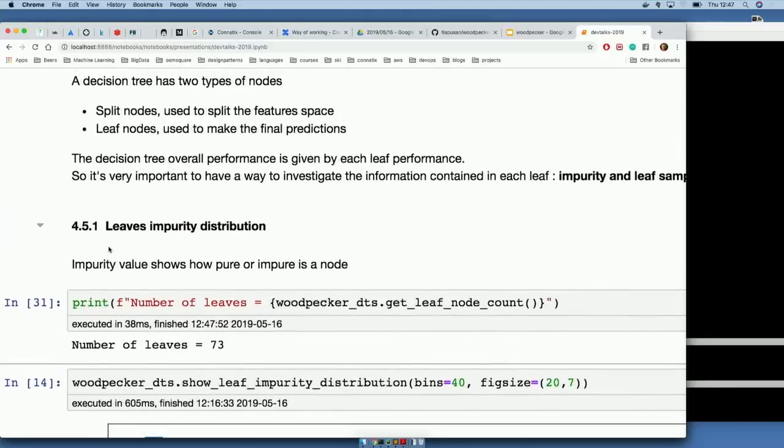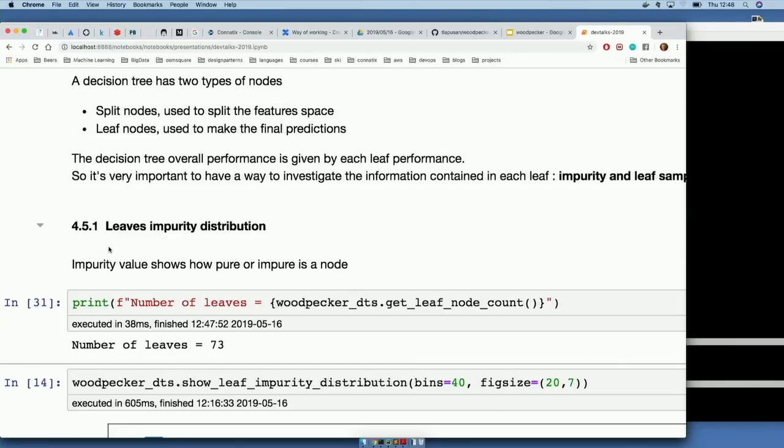But before showing the first visualization, I just want to tell you about the node structure. In a decision tree, we have two types of nodes: split nodes and leaf nodes. The split nodes are used to split the data set, or more specifically, to split the feature spaces. And the leaf nodes are those that are used to make the final prediction.